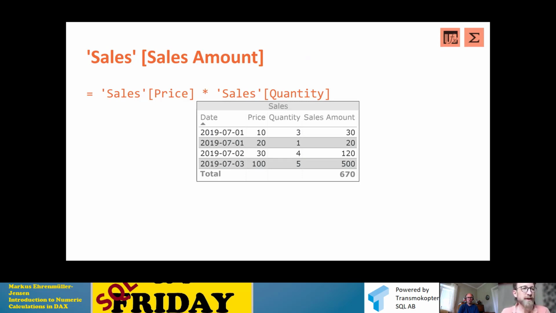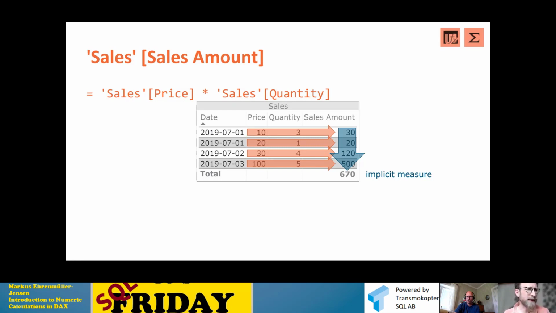So I have a very simple example here, only 4 sales lines for 4 different dates, 1st, 2nd, and 3rd of July last year. Price times quantity: 10 times 3 is 30, 20 times 1 is 20, 30 times 4 is 120, 100 times 5 is 500, and then we have the total of 670. Here this implicit measure comes into play, so it's summing up. There's an implicit measure which sums up those values. 30 plus 20 plus 120 plus 500 is 670. I calculated this, so this should be right.